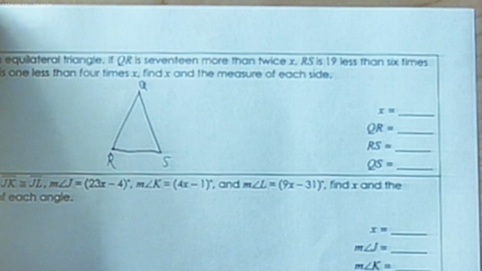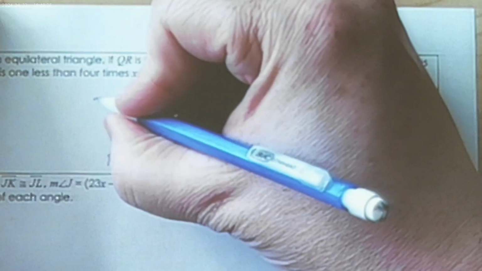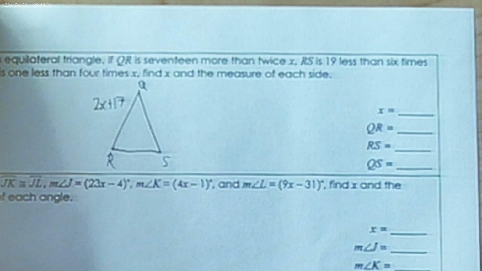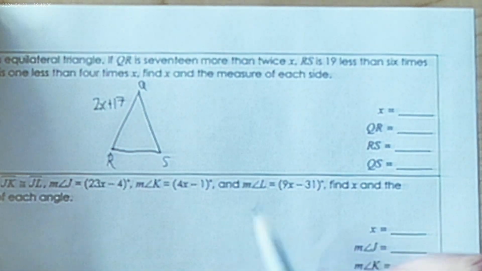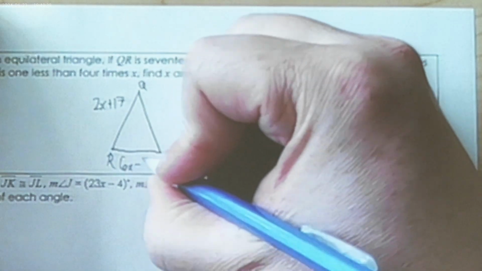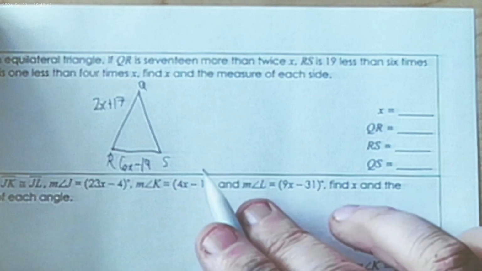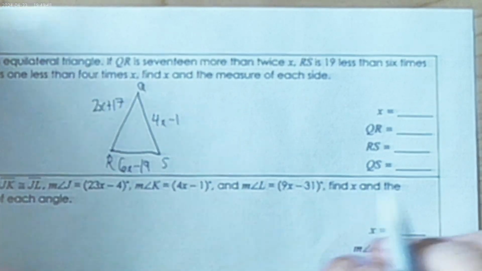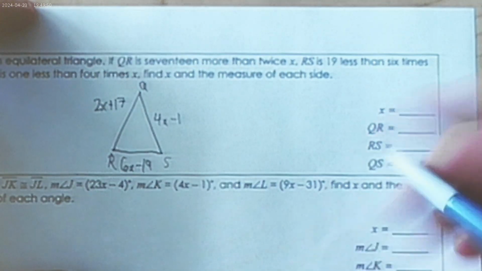QR is 17 more than twice X. RS is 19 less than 6 times X, so 6X minus 19. And then QS is 1 less than 4 times X, so 4X minus 1. Find X and the measure of each side.